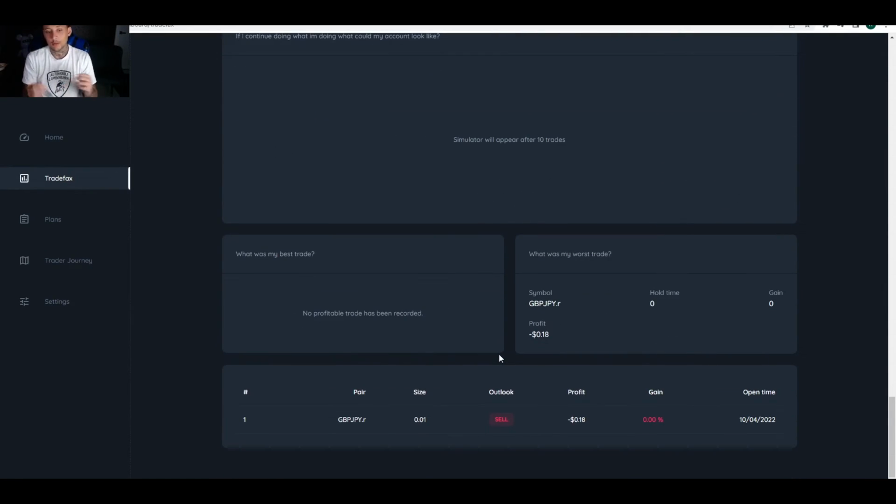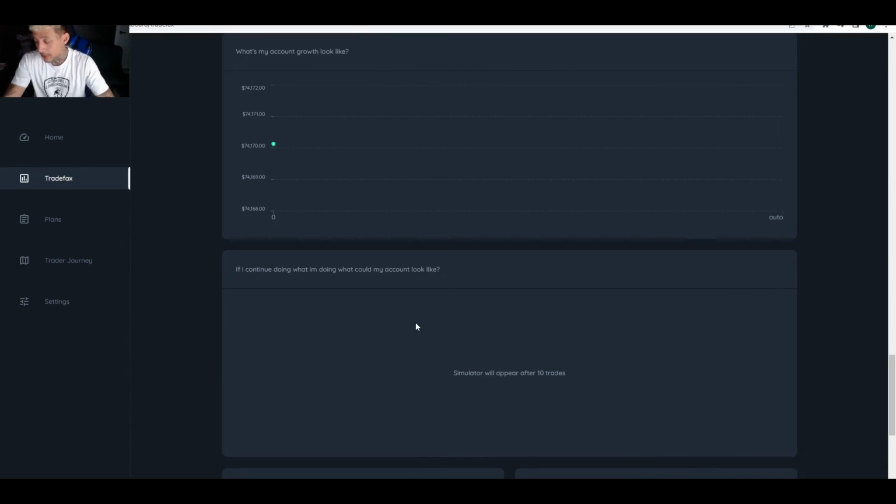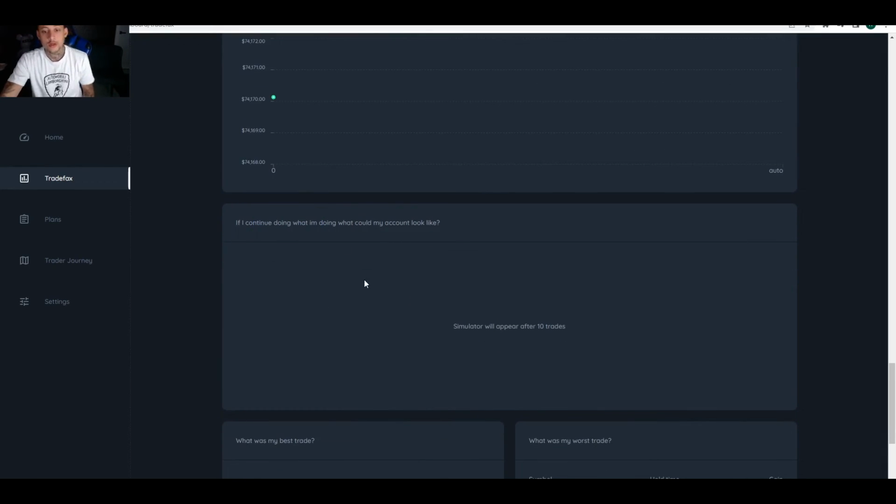Now remember guys, this is the beta version, so we do plan on actually releasing more updates with TradeKeep. And again, we're only allowing 25 people to join for the first time. And then you will actually have a simulation here.